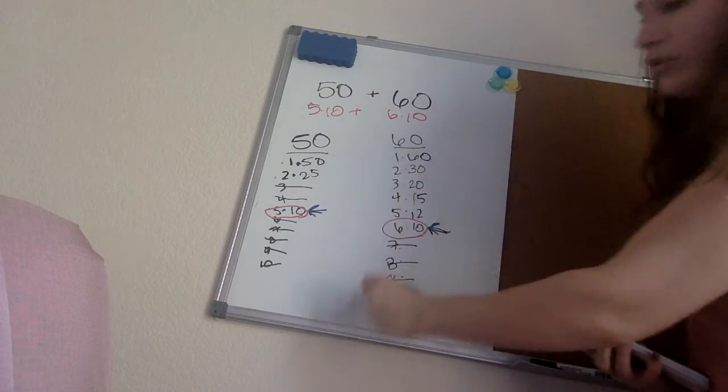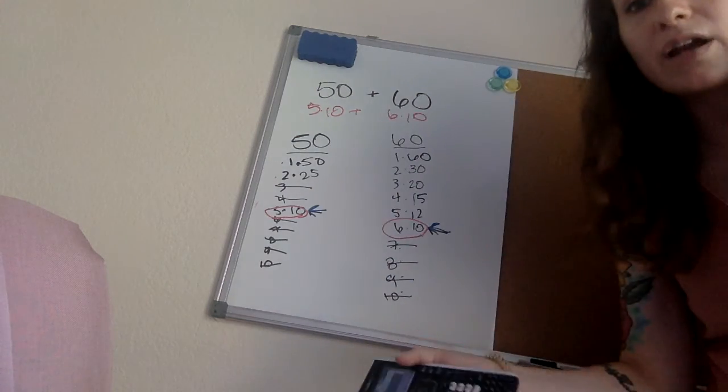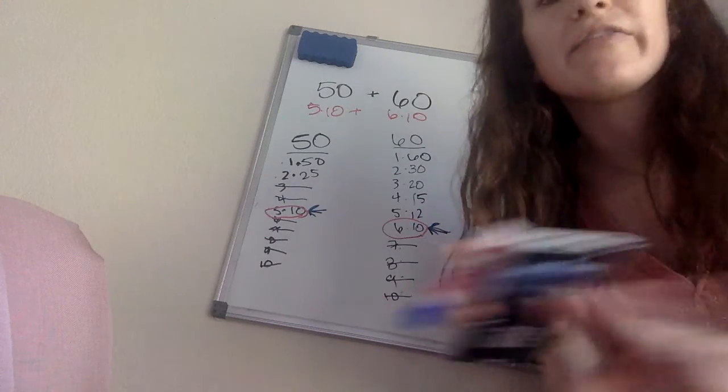Remember, we're going to list 1 through 10, and unless your number is bigger than 100, you're never going to need more than 10.